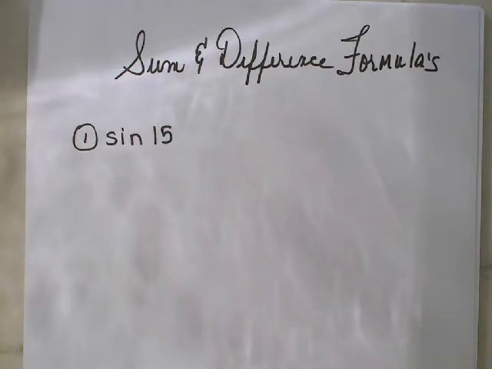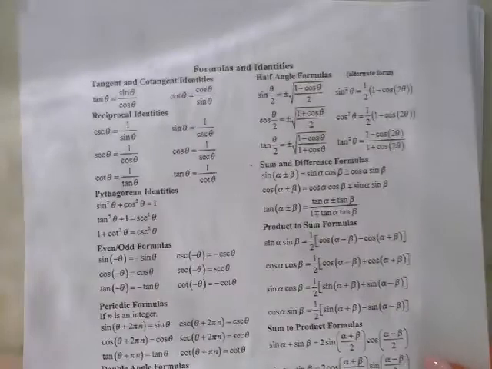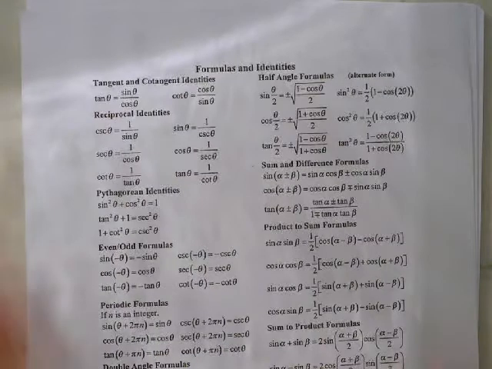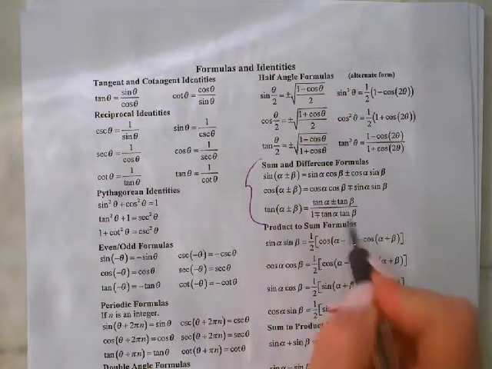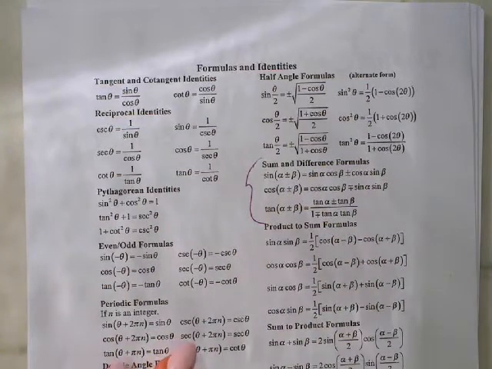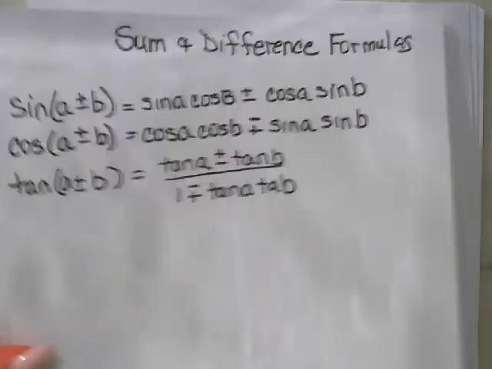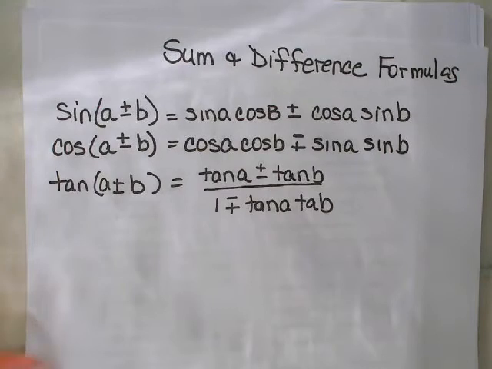Today's lesson's not hard at all. We're going to learn one more identity on that list of identity sheets that I gave you. We're going to be looking at what's called the sum and difference formulas, and they can be found right here. These three formulas right here, I actually wrote them out for you. If you want, you can pause the video here and copy them down.